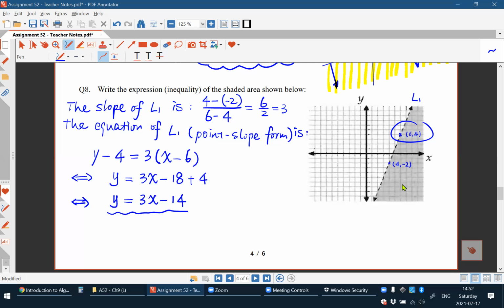And also we know that the shaded area is below this line, right?